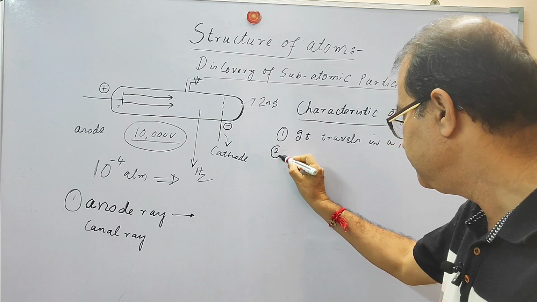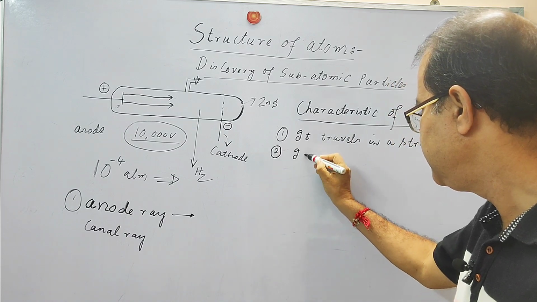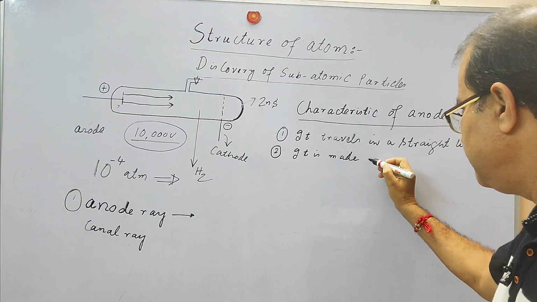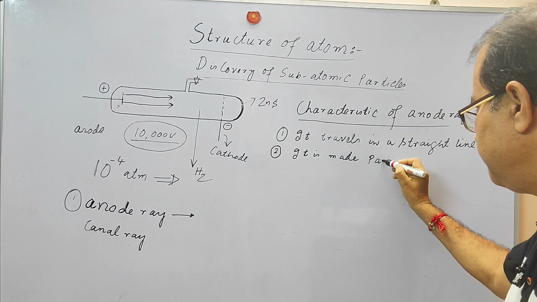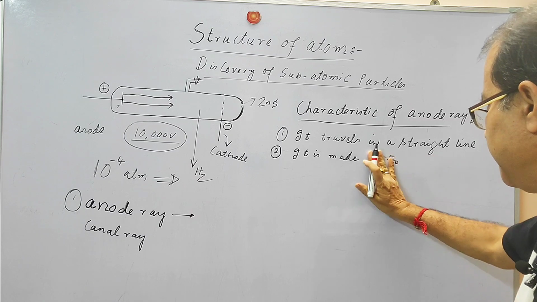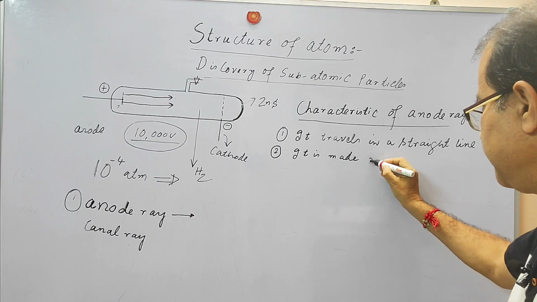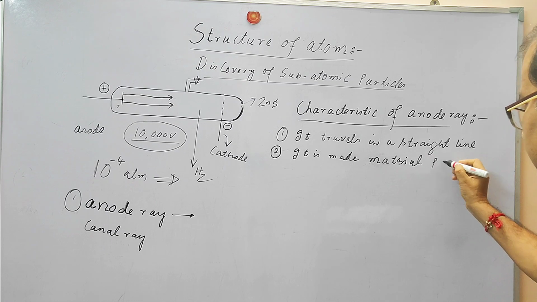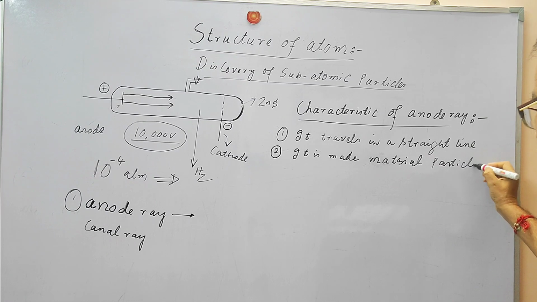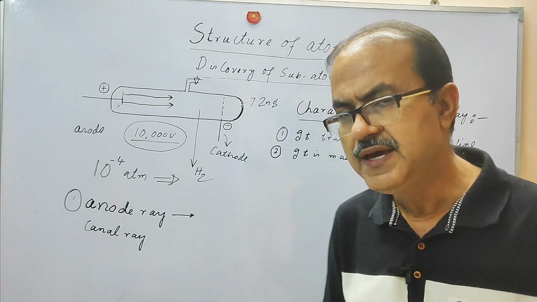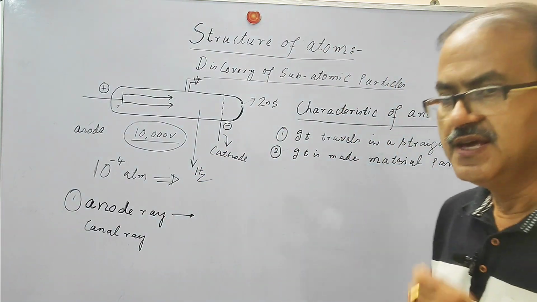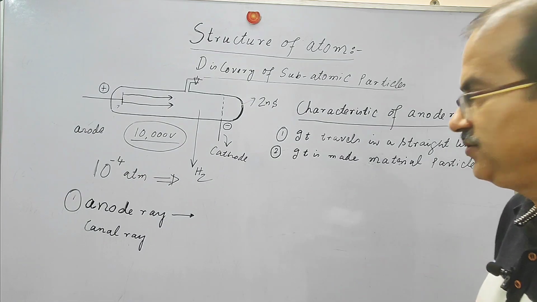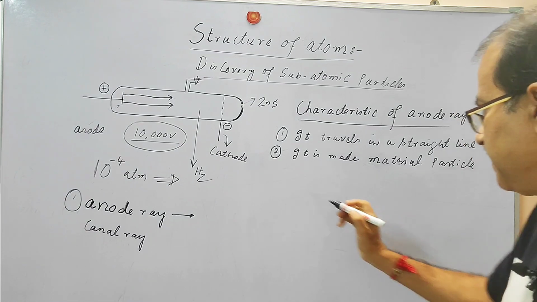Number two point, that it is made up of material particles. Material particles means what? Because when we put a light paddle, it will rotate this paddle. This means it is a particle having some momentum. That is why it is able to rotate it. Okay. So it is made up of material particles.